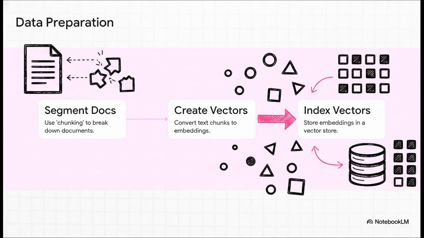First, we've got to segment documents. This is called chunking, breaking them into smaller, manageable pieces so we can find really precise info. Second, we create what are called vector embeddings. This is just a fancy way of saying we turn those text chunks into numbers, a language computers can actually understand. And finally, step three, we index all of that in a special kind of database called a vector store to make it all instantly searchable.